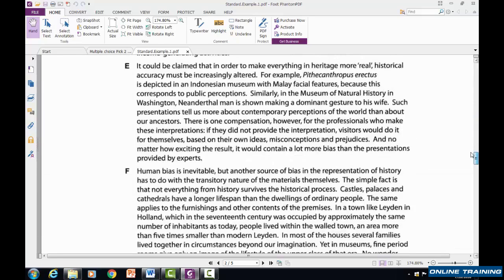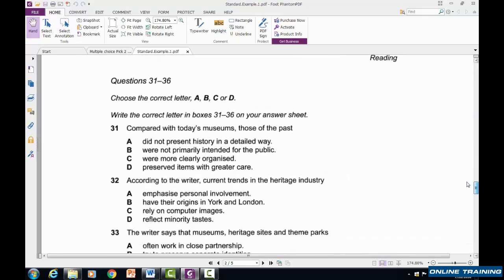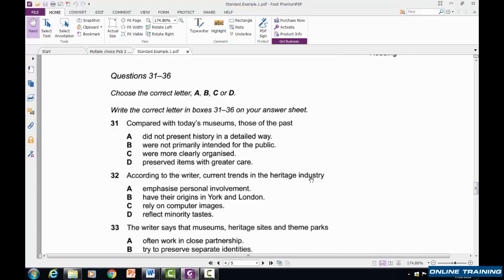So when we look back at number 32, the current trends in the heritage industry, the correct answer is A, emphasize personal involvement. Because it says that it should involve all the senses. When it says it should involve all the senses, that's synonym language for personal involvement. Also, when you find the matching sentence, all the other answers look wrong. There's nothing about York and London, there's nothing about computer images, and there's nothing about reflecting minority taste.